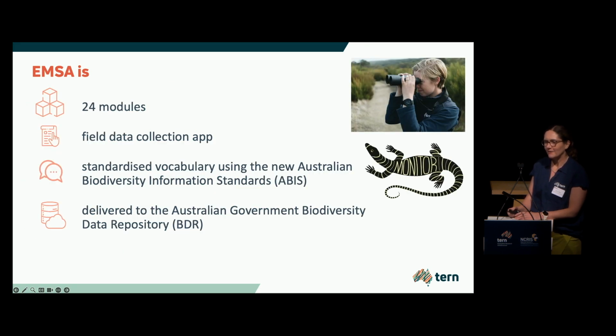So in summary, EMSA is 24 modules. It's a field collection app, which is called Monitor. There's our logo of the lizard. It's a standardised vocabulary using the new developing Australian Biodiversity Information Standards called ABIS, and it's delivered to the Australian Government's Biodiversity Data Repository, the BDR, with the help of TERN.